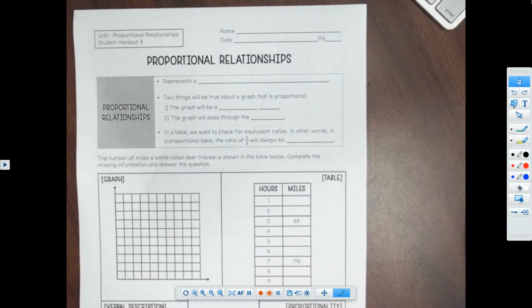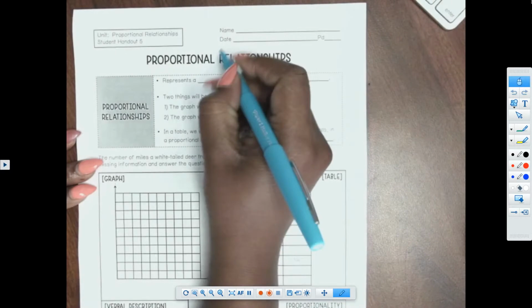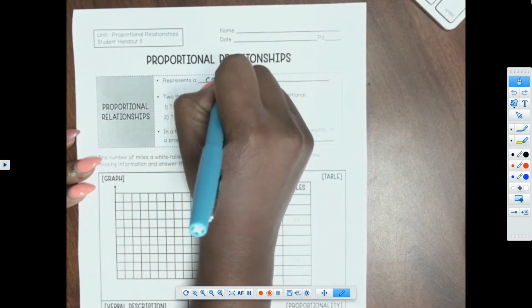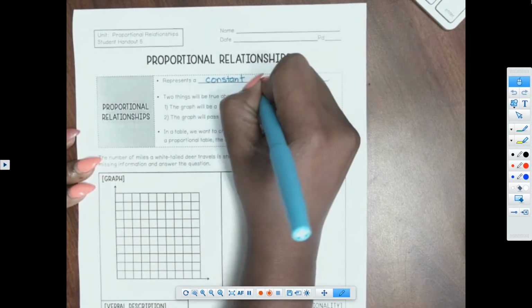Math class. Today we'll be focusing on proportional relationships. In our previous 2 weeks, we talked about constant and proportionalities from a table, from a graph, and from an equation. So in this lesson, we'll be combining all three of those concepts to talk about proportional relationships that exist. Okay, so proportional relationships represent a constant rate of change.